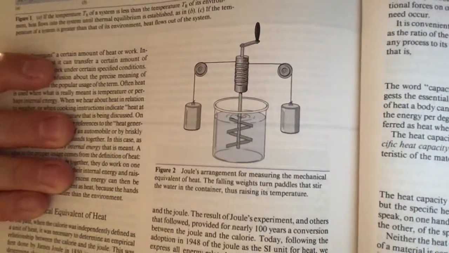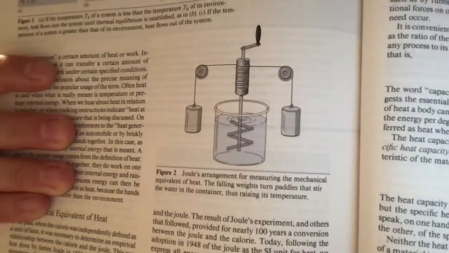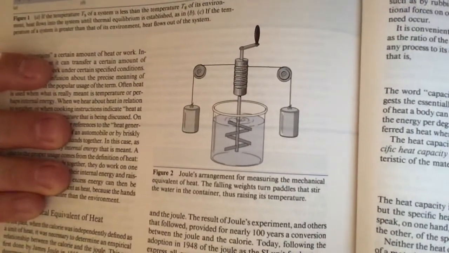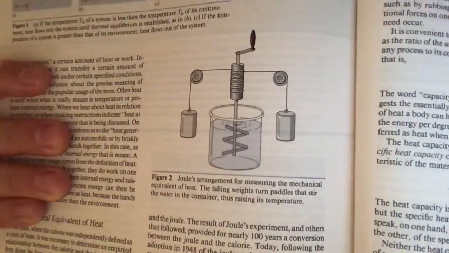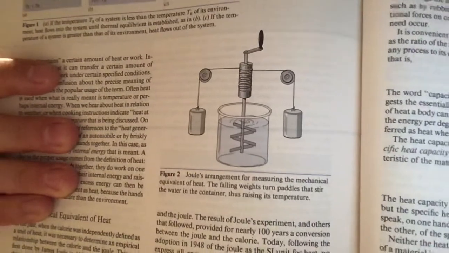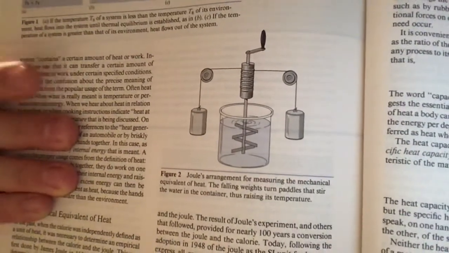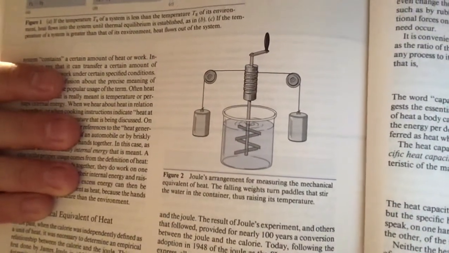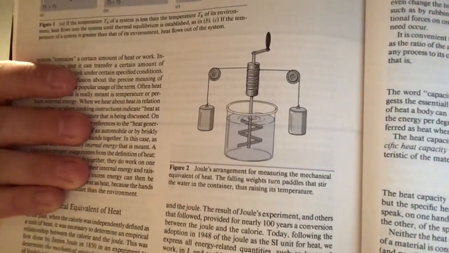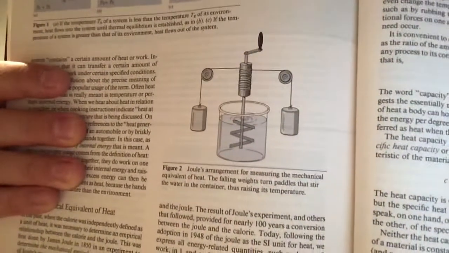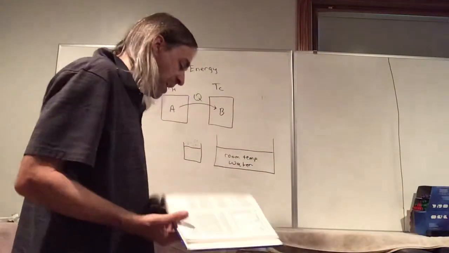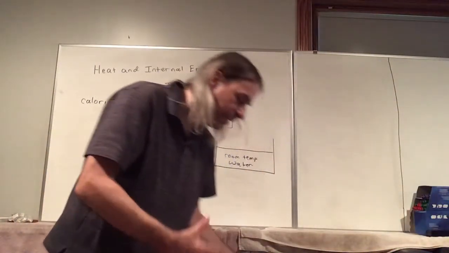But basically, you've got these two heavy masses that are connected by pulleys to this rod. You release it and the masses fall and turn that rod, which has these paddles in a bucket of water. And so there's work being done on the system by gravity.